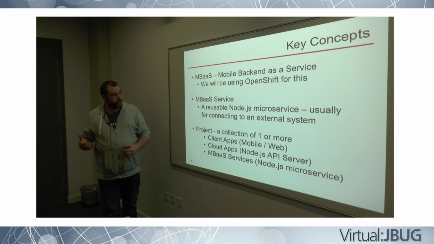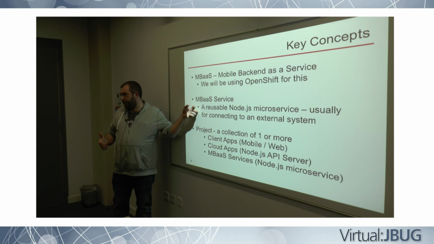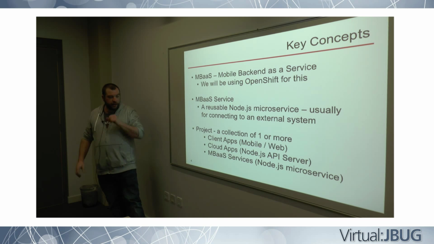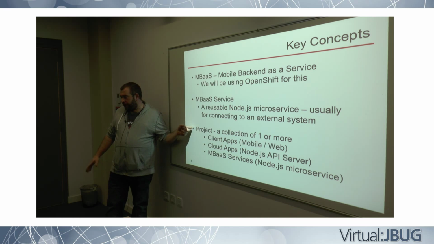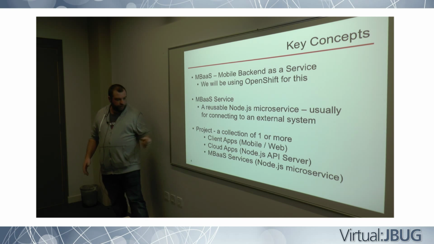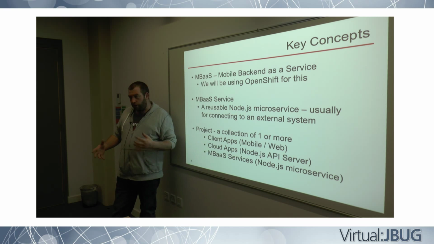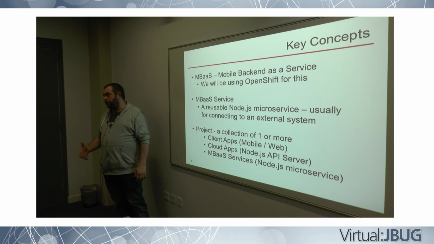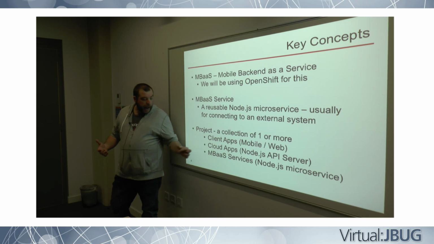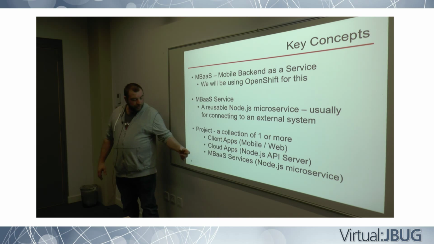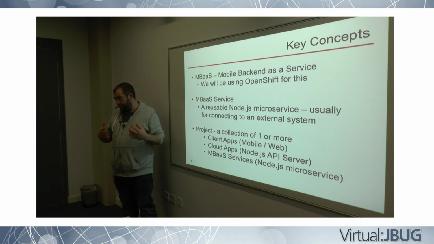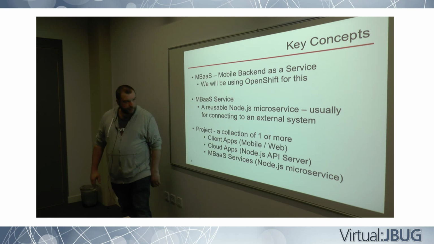So the demo we're going to be looking at today, we have 3 services that we will be hooking in. Then we talk in terms of a project. As I said, rather than an app, we talk about a project. So the project has the client apps, so the mobile application on your device or web portals, the cloud app, which is the Node.js API server, and these MBaaS services. They're basically Node.js microservices.